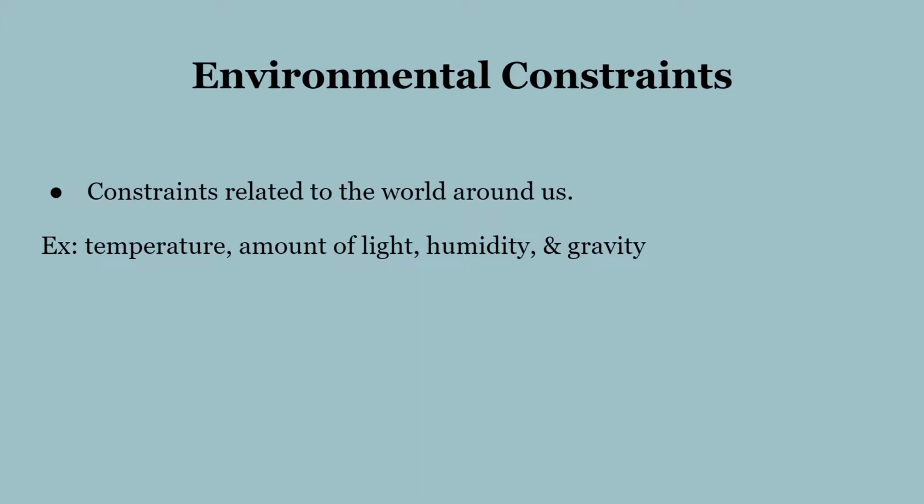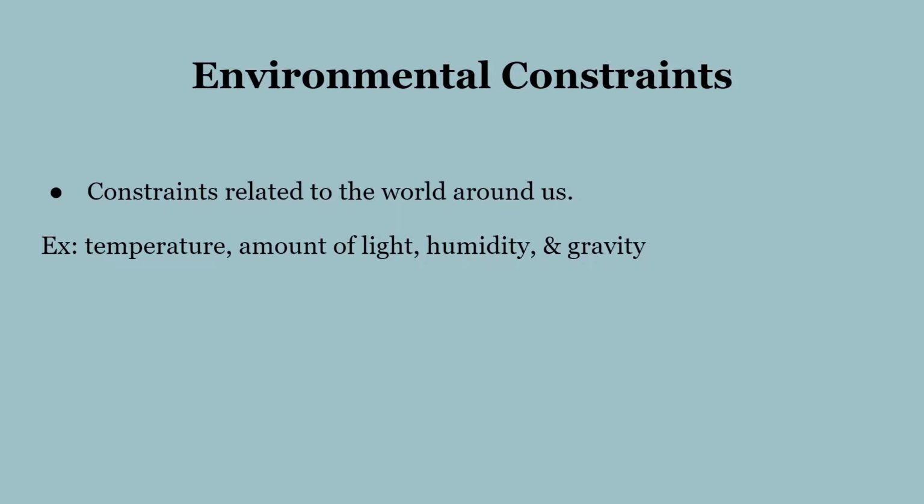And they are constraints related to the world around us. For example, temperature, amount of light, humidity, and gravity. And they can play a big role in how we move. For example, in any sport, imagine, using basketball as a previous example, playing basketball on a grass surface versus a wood or concrete surface. The way the ball bounces would be very different, and it would be abnormal, which would change the way you would play basketball and completely change the game. So that does change the way we do certain movements.